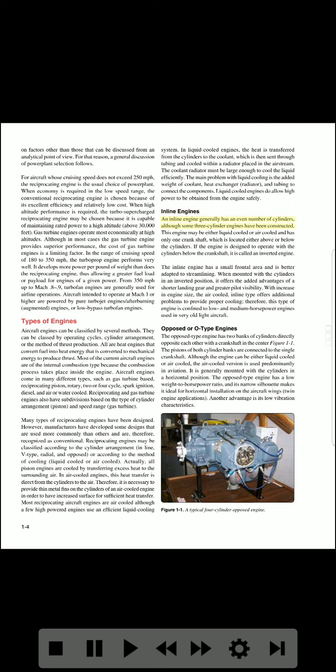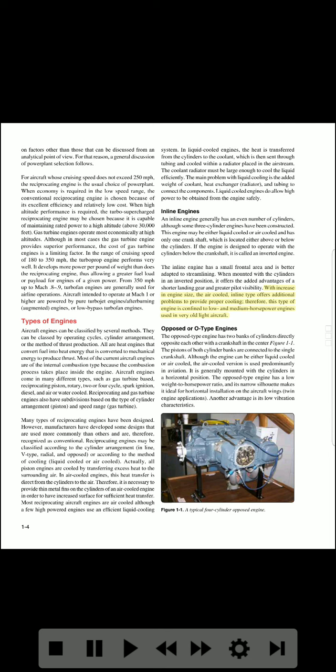Inline engines. An inline engine generally has an even number of cylinders. Although some 3-cylinder engines have been constructed, this engine may be either liquid-cooled or air-cooled and has only one crankshaft, which is located either above or below the cylinders. If the engine is designed to operate with the cylinders below the crankshaft, it is called an inverted engine. The inline engine has a small frontal area and is better adapted to streamlining. When mounted with the cylinders in an inverted position, it offers the added advantages of a shorter landing gear and greater pilot visibility. With increase in engine size, the air-cooled inline type offers additional problems to provide proper cooling.